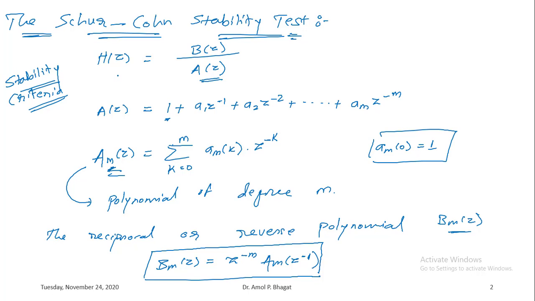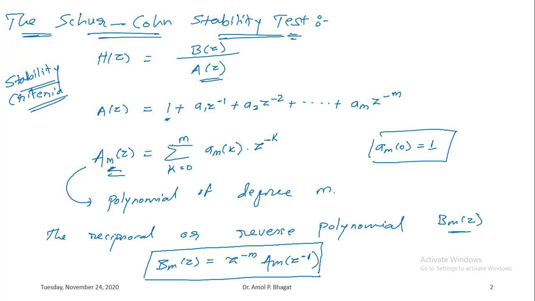Then after taking the z transform of y of n, we can identify Y of z upon X of z, which is nothing but H of z. From that H of z, we will take the denominator polynomial. The denominator polynomial should have this form: 1 plus a coefficient multiplied by z inverse plus a coefficient multiplied by z to the power minus 2, and so on. This denominator polynomial will be considered as Am of z.